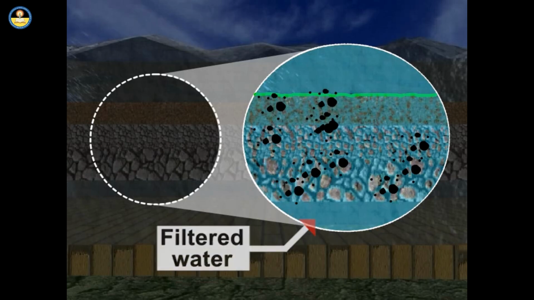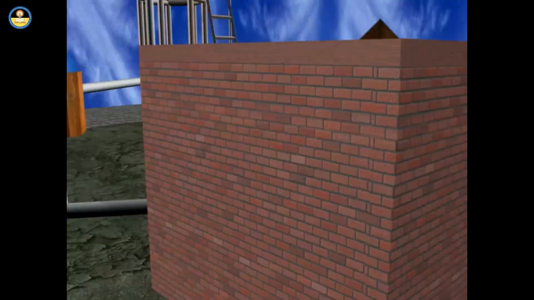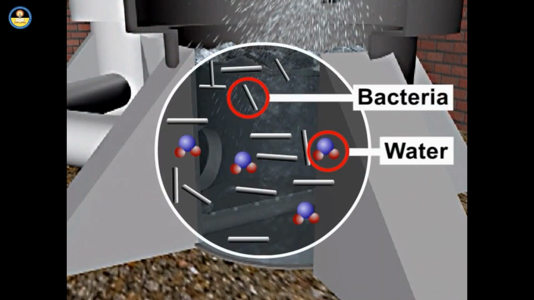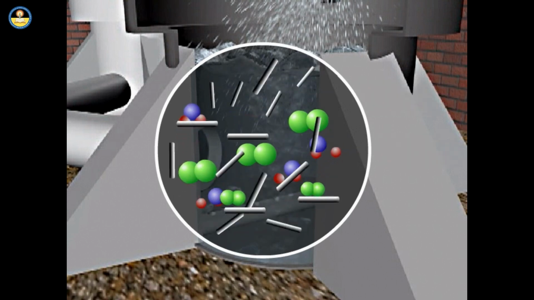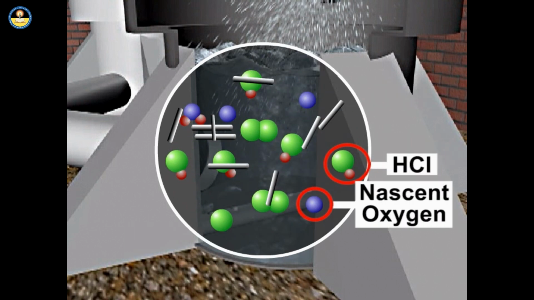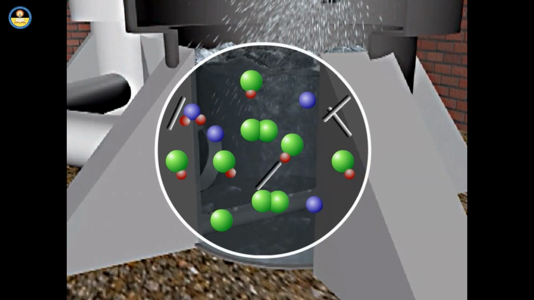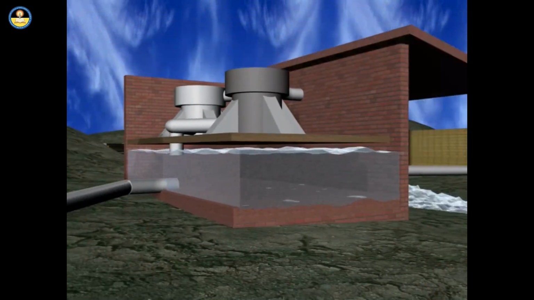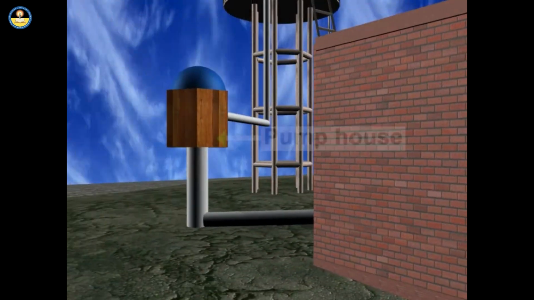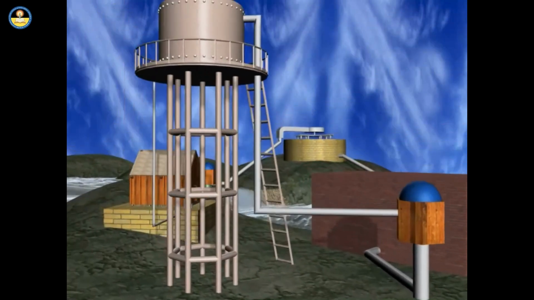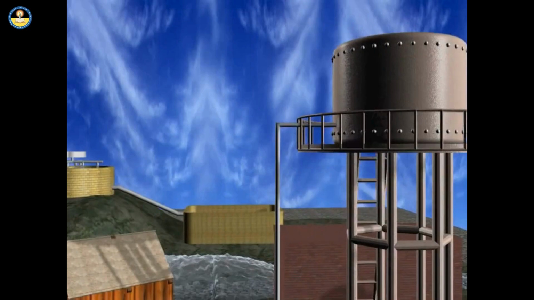The filtered water is then treated with chlorine in a chlorination chamber. Chlorine reacts with water to form hydrochloric acid and nascent oxygen, both of which kill the bacteria. Water is then supplied to water towers and to a pump house. From there, it is sent to houses for domestic use.